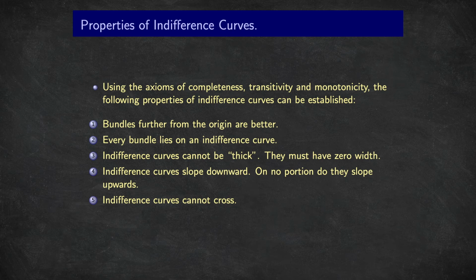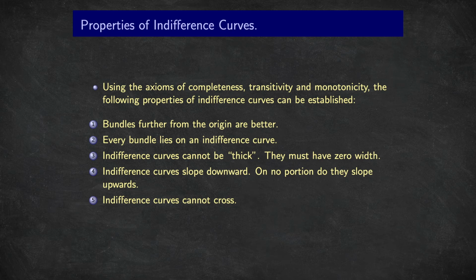Now, given that we assume the axioms of completeness, transitivity, and monotonicity are indeed true, and that's all we assume, what can we say about these indifference curves? Well, the following facts can be established. So first of all, bundles further from the origin are better. Now, hopefully that's quite clear from the definition of monotonicity.